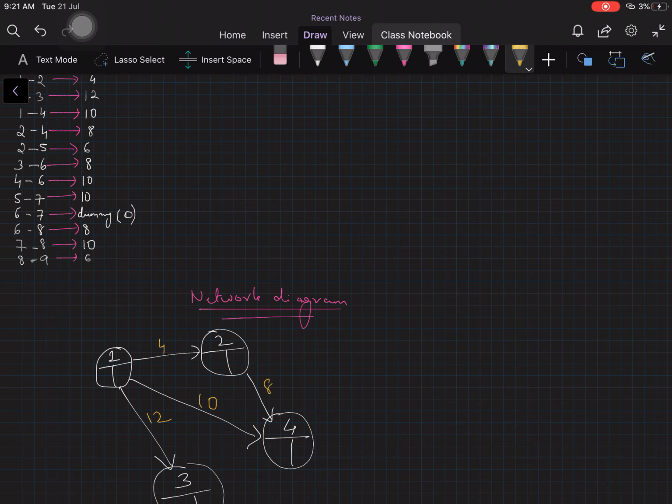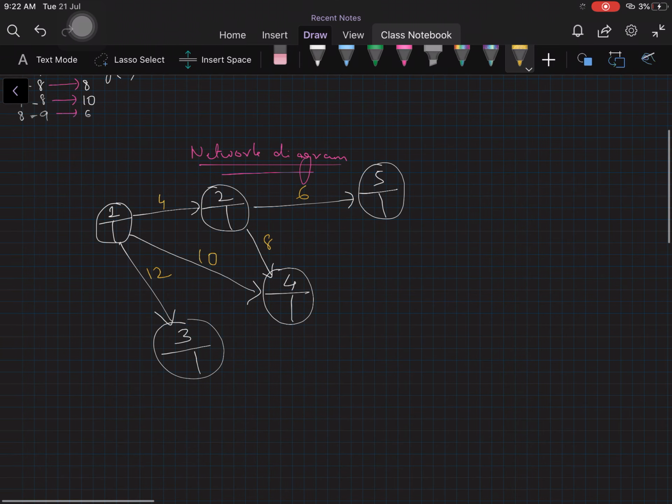Then what do we have? 2 to 5. So I'll write 2 to 5 here. What is the duration for 2 to 5? It is 6. So I'll write 6 along the arrow. Then we have 3 to 6, which I'll write here.